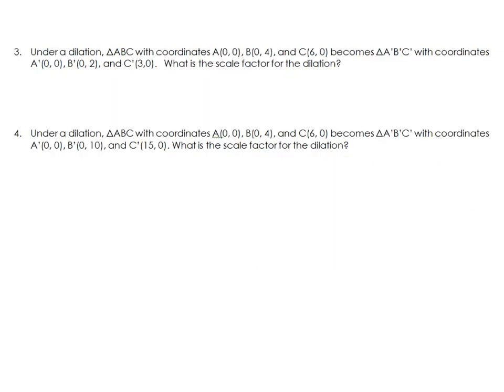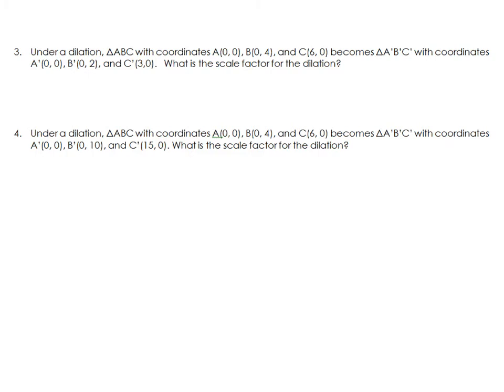Okay, so we've looked at a couple examples where you're given a figure and the scale factor and you just had to graph the image. Now let's look at where you're given the coordinates of the preimage and image, and you need to decide the scale factor. So we've got triangle ABC, and the coordinates were (0, 0), (0, 4), and (6, 0). And then A prime, B prime, C prime was (0, 0), (0, 2), and (3, 0).